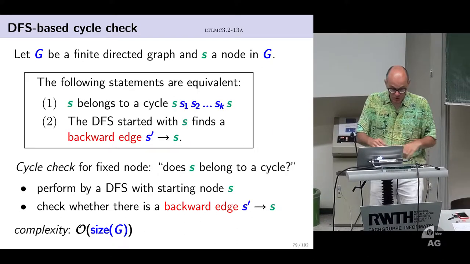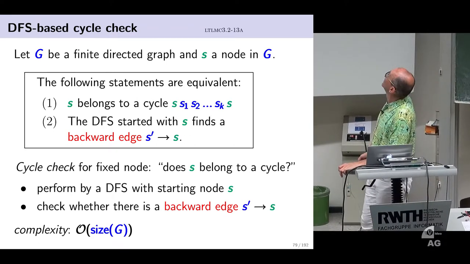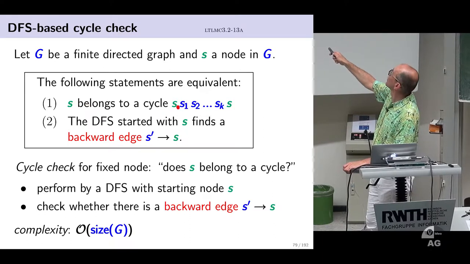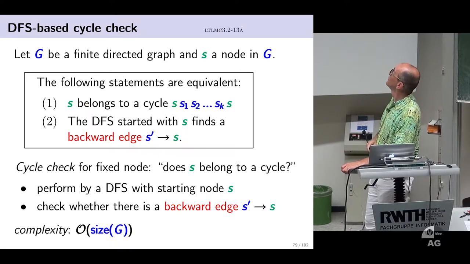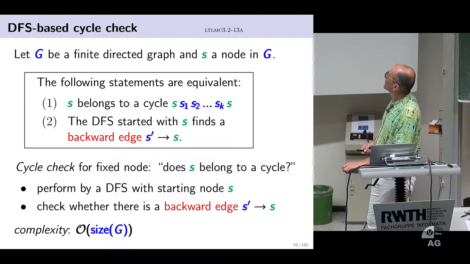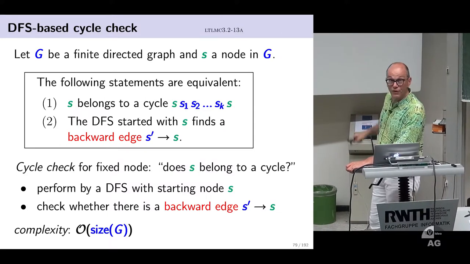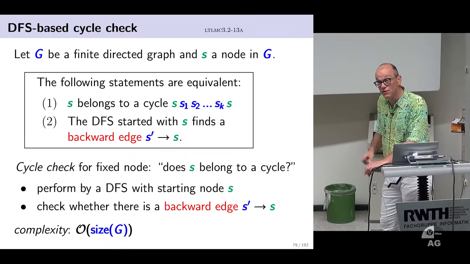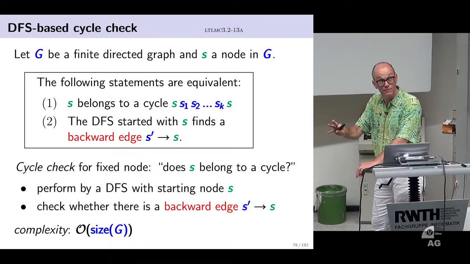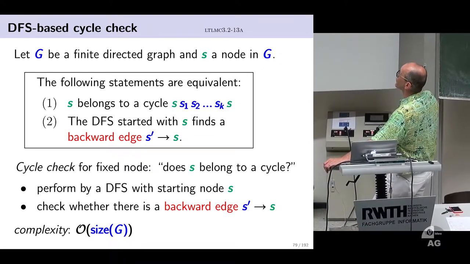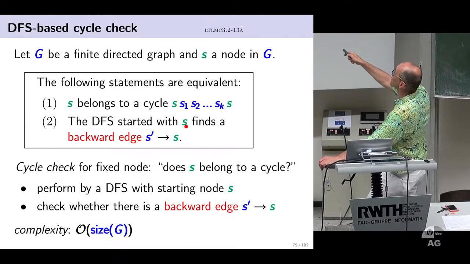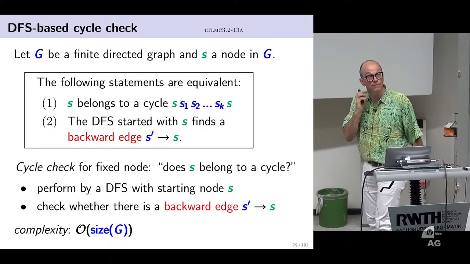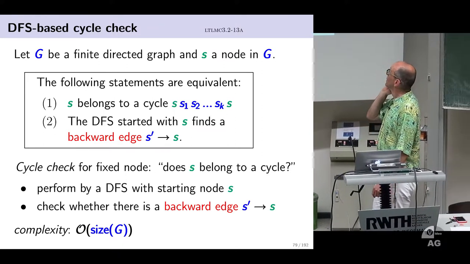Good. So, applied here, suppose I have a node S in G, then S belongs to a cycle, so it starts in S and it ends in S, right? And actually this is, again, non-trivial, so there needs to be at least one edge from S to S. Just being in the sink S doesn't count, it's not a cycle. This is equivalent to saying, if I start my depth-first search at S, it at some point will find a backwards edge.